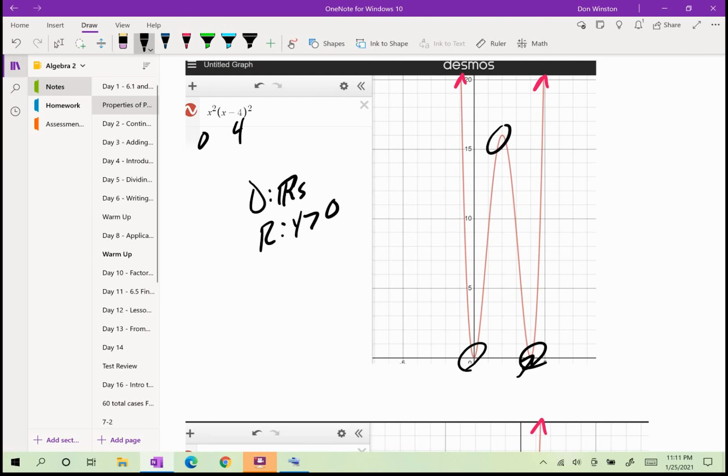So even degrees will have global minimums or maximums. Odd degrees never have global minimums or maximums. Even degree polynomials will.